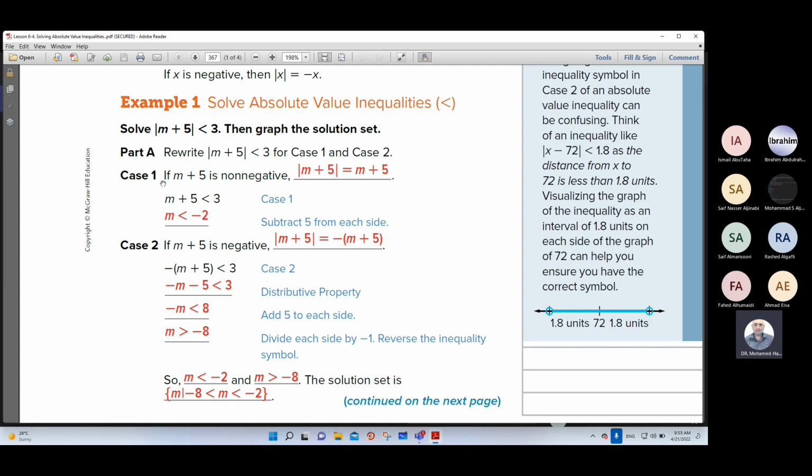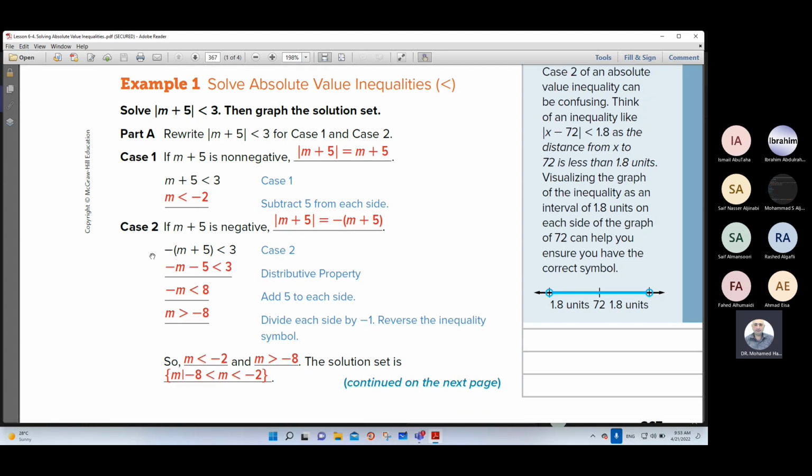Case 1, if m plus 5 is non-negative, what does non-negative mean? 0 or positive. So the absolute value of m plus 5 will be m plus 5, the same. So we can write m plus 5 less than 3. Then we can solve this inequality. We can subtract 5 from the two sides. We will get here m less than negative 2.